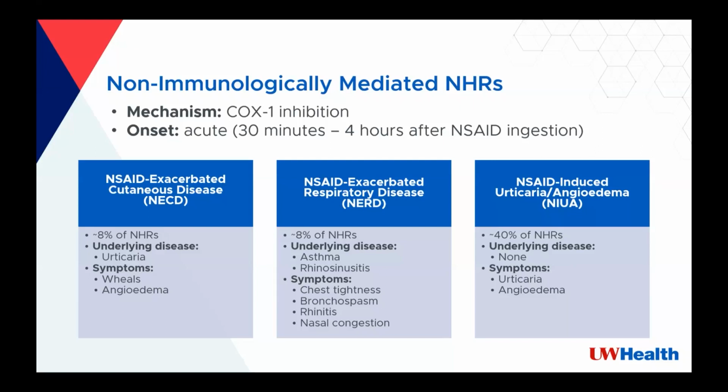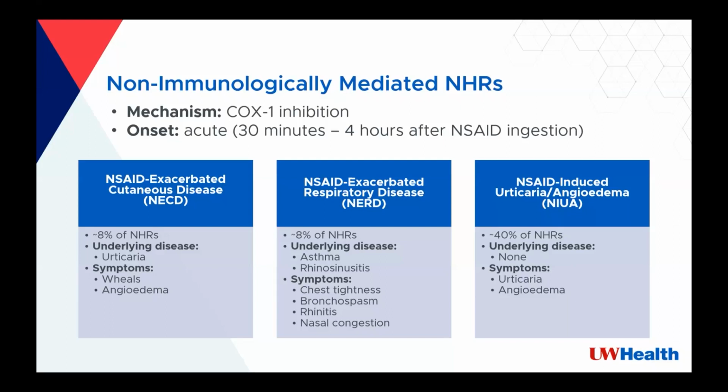Our second non-immunologically mediated NHR is NSAID-exacerbated respiratory disease, or NERD. These also make up approximately 8% of all NHR cases, with female patients and those with severe asthma having a higher prevalence rate. It occurs in patients with underlying lower or upper chronic respiratory diseases like asthma or rhinosinusitis. And symptoms for these are only respiratory in nature, including chest tightness, bronchospasm, rhinitis, and nasal congestion.